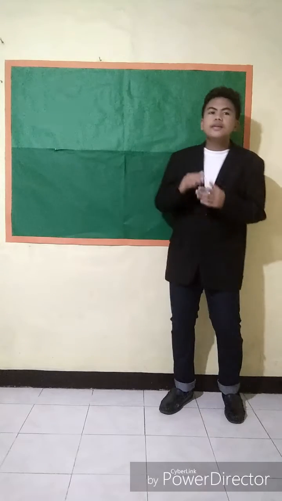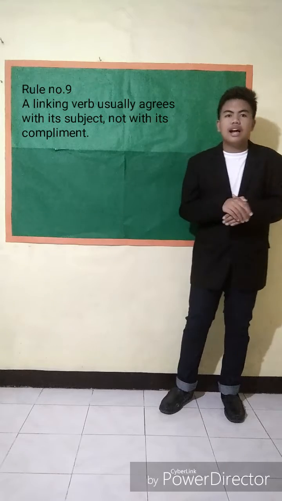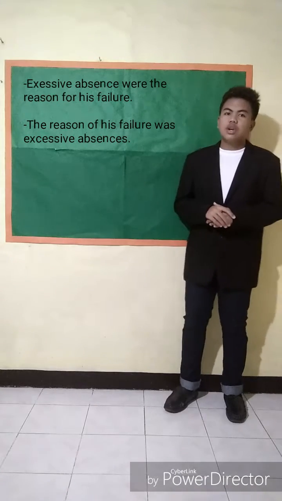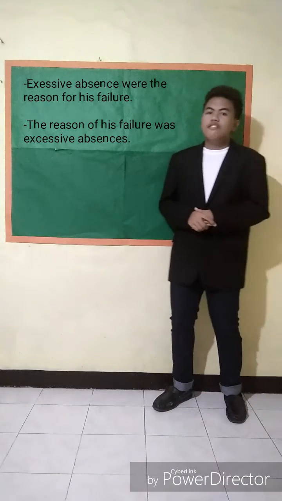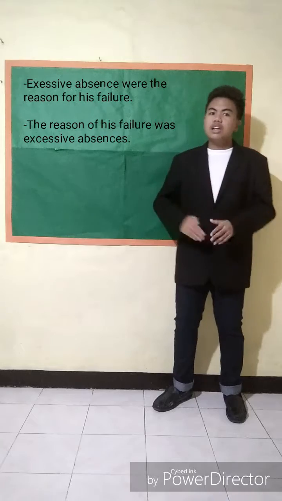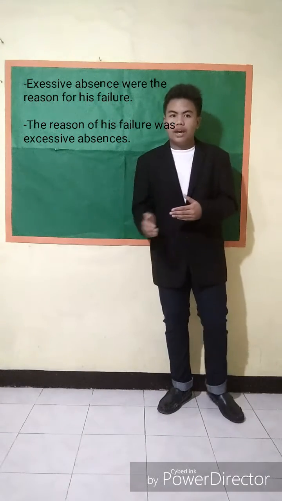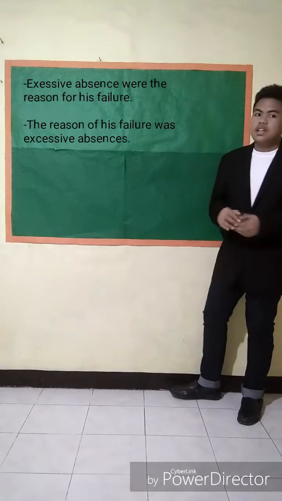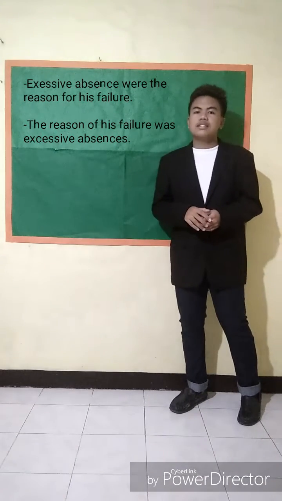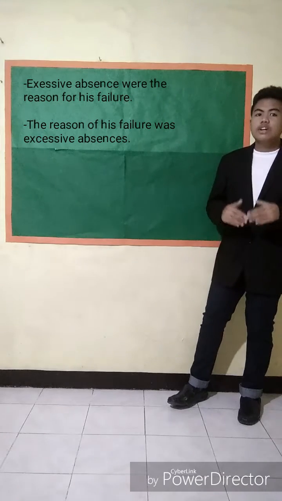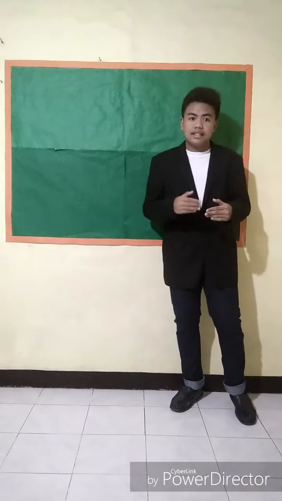Okay. On rule number 9, a linking verb usually agrees with its subject, not with its complement. Example, excessive absence was the reason for his failure. So a linking verb usually agrees with the subject. Another, the reason for his failure was excessive absences. So a linking verb usually agrees with the subject in the sentence.